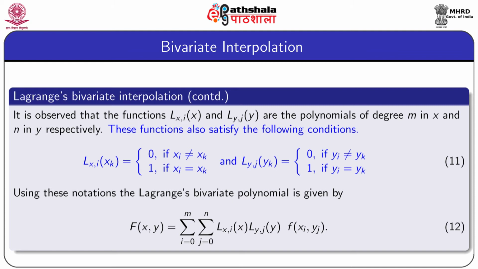Using these notations, the Lagrange bivariate polynomial is given by capital F of x y equal to summation i equal to 0 to m, into summation j equal to 0 to n, Lxi of x into Lyj of y into f of xi yj. So, equation 12 is the final Lagrange bivariate polynomial.